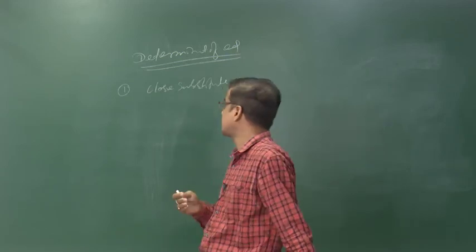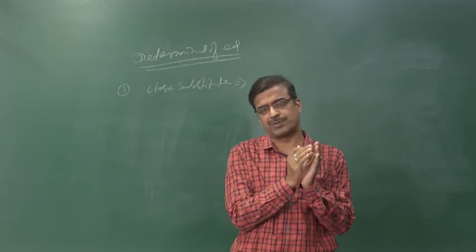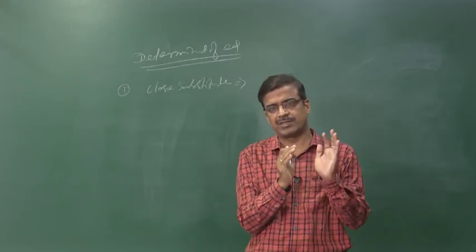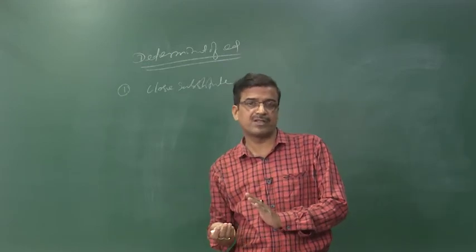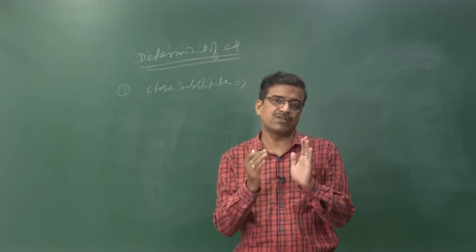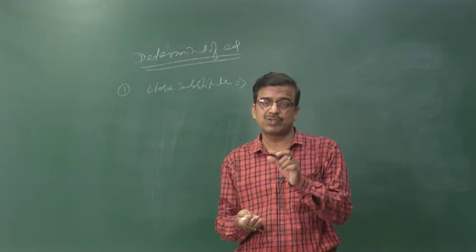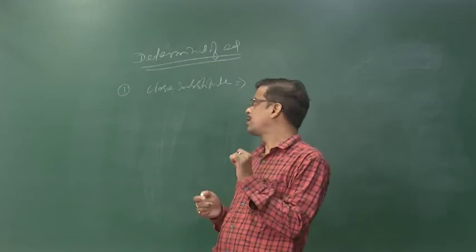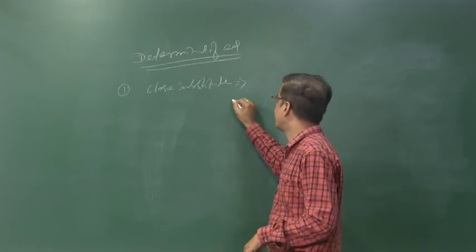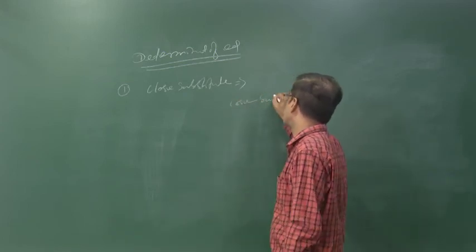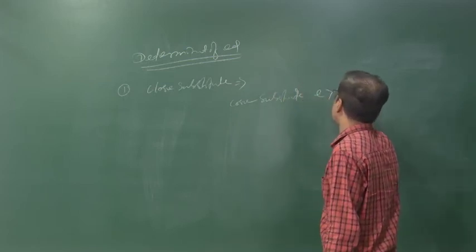So you have to take the first thing, close substitute. If there is the existence of a close substitute of the product, then let us say Pepsi's price falls, what about the demand for Coca-Cola? Similarly, if Thums Up's price falls, what about the demand for 7Up or something else? So if there exists a close substitute, then elasticity of demand is to be greater than 1.